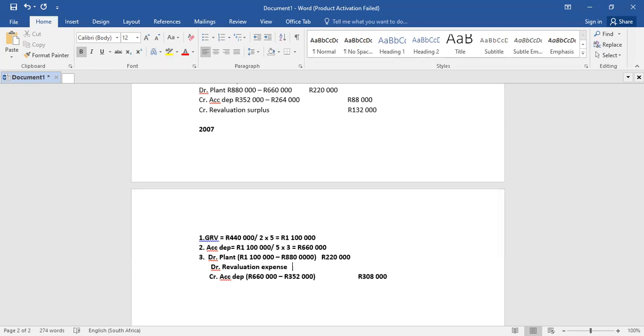We correct amount revaluation expense, 88,000, but you have to show your calculation. Awukwazi ukuthi uthi 308 minus 220 bese uthi revaluation expense yakho 88,000 ungayikhombisanga calculation. That will show ukuthi awunayo understanding yalento oyenzayo.